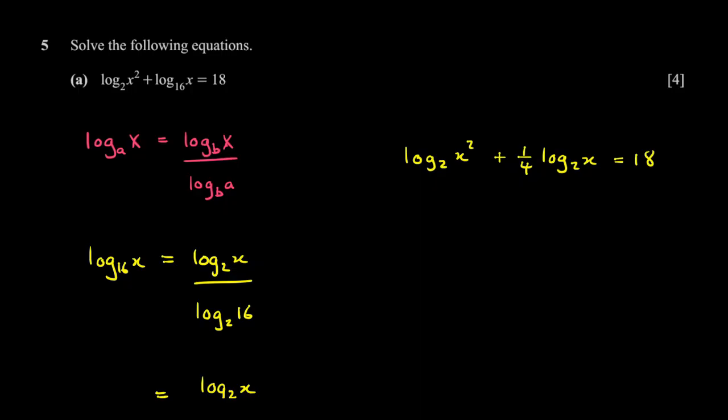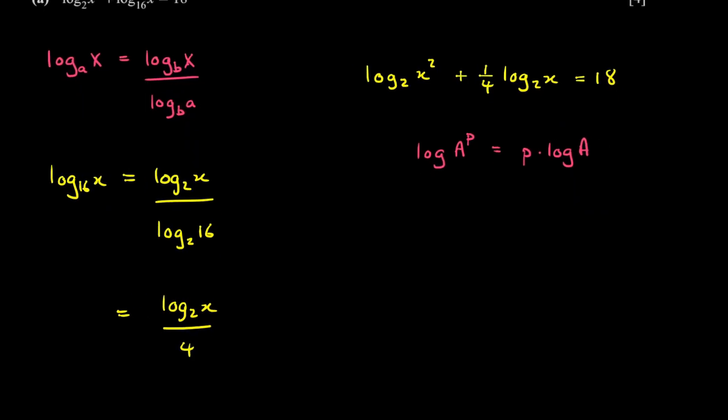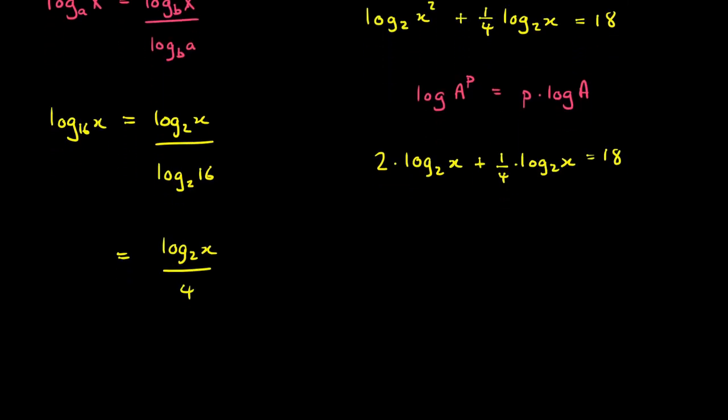Now I can do another rule with this term here. I can take that power and bring it down to the front. If you're not sure about that, we've got the following rule. If I've got log of a to the power of p, then that's equal to p times log a. So I'm going to take that power of 2 and bring it down to the front as a coefficient. That gives me 2 times log base 2 of x plus a quarter times log base 2 of x is equal to 18. On the left-hand side, I've got 2 lots of log base 2 of x plus a quarter lots of log base 2 of x. So how many lots of log base 2 of x do I have?